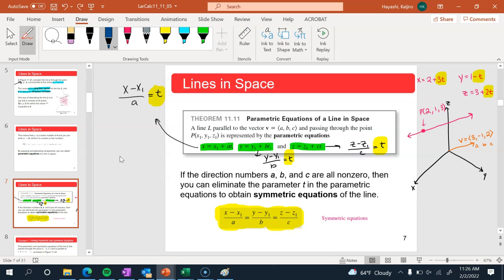It starts at the point that you know is on it, but it does go in the same direction as that vector. Right? That vector describes the line's direction.